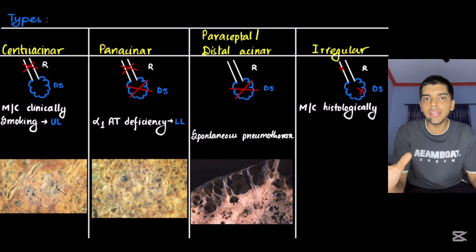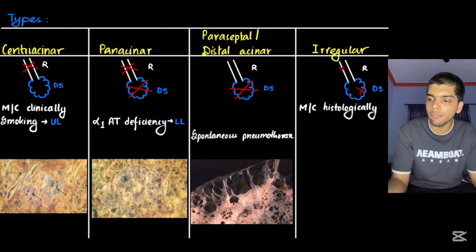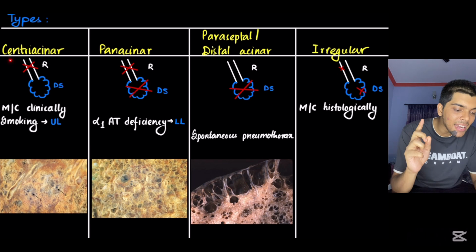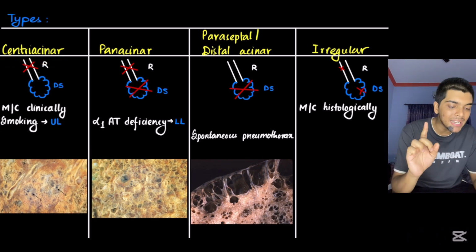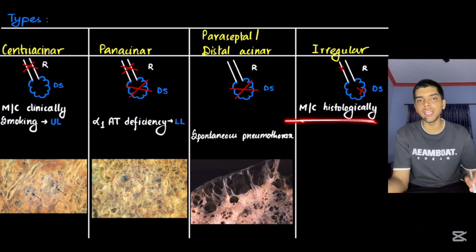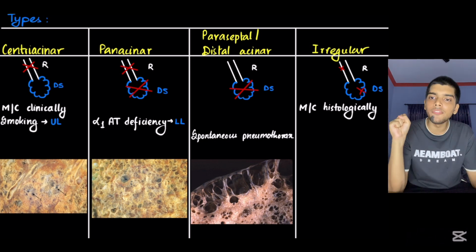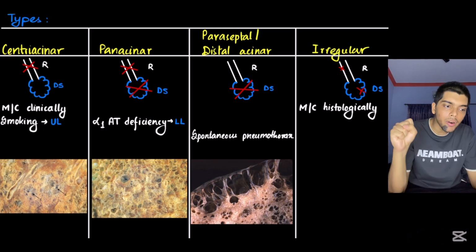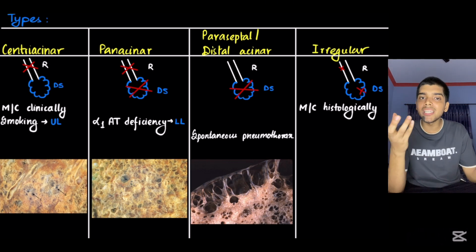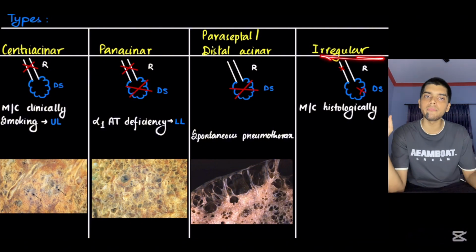Which is most common clinically? That is, a patient approaches you with signs and symptoms of emphysema. Which type of emphysema is most commonly seen? It is centriacinar emphysema. So most common clinically is the centriacinar type. Which is most common histologically? Let's say a person has died and you do an autopsy, and the body seems to have emphysema in its lung. Then the type of emphysema seen histologically upon autopsy is irregular emphysema.